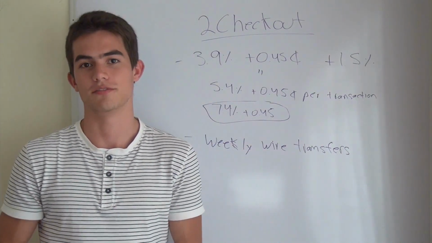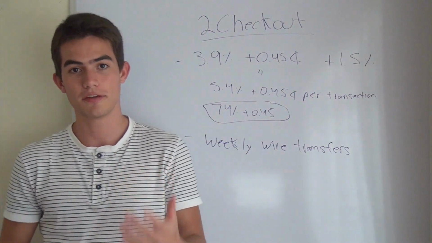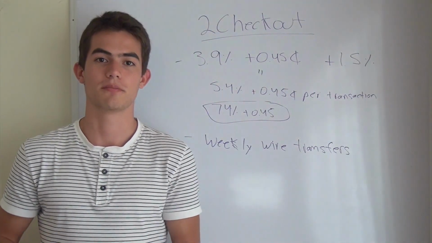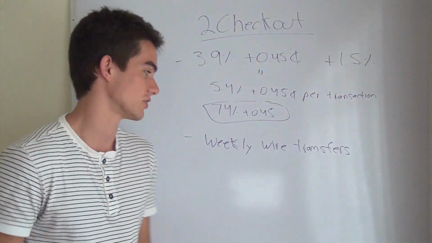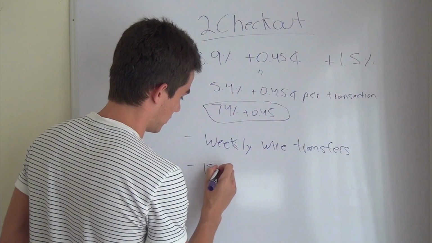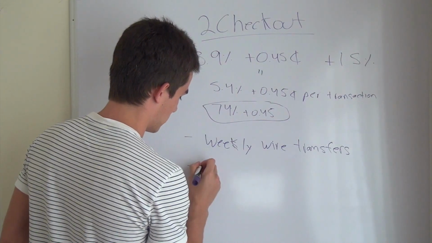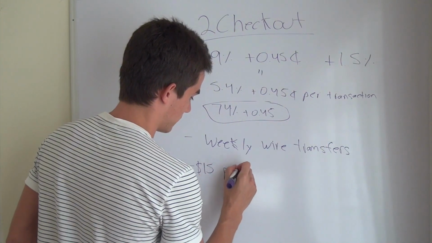But of course, if you're receiving a payment of $100 and you pay $15 just for the wire, you're paying 50% of that total value just for that transaction. So I'm going to write this down here. It's going to be $15 per wire transfer.